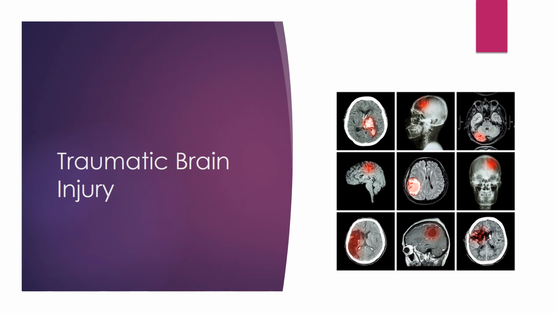All right, so now we're going to move on to traumatic brain injury. And so you can see over here, these are different types of traumatic brain injuries and the areas that they affect. So it can be anywhere in the brain that has received some type of trauma.